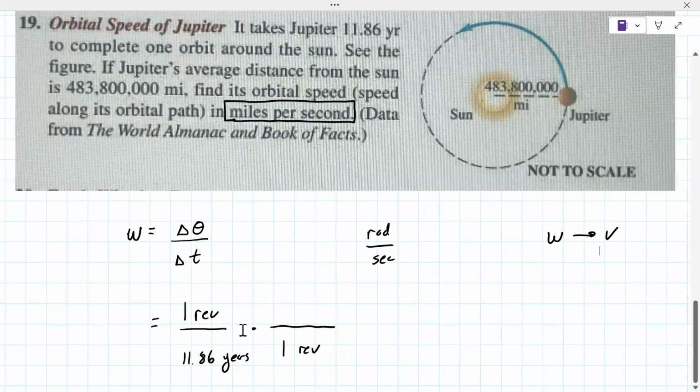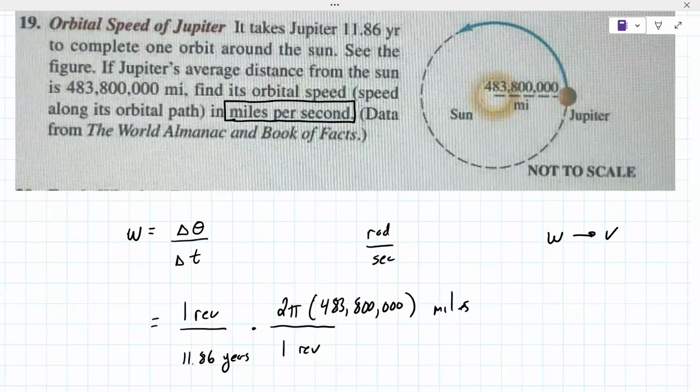So here's how we're going to find W. One revolution around the sun is 11.86 years. We're going to need to convert years to seconds at some point. One revolution, though, is 2 pi r, right? And in this case, what's the radius? It's this horrible number in miles, which is fine. So it's 2 pi times 483 million, 800,000 miles. Okay, so we're in good shape here because we got the right units, but we need to convert years.